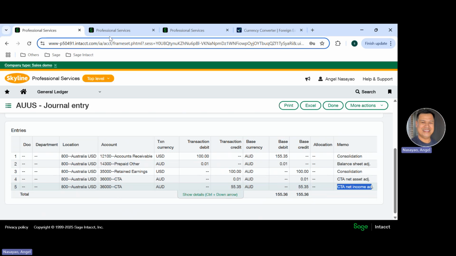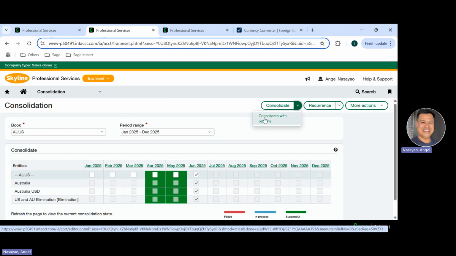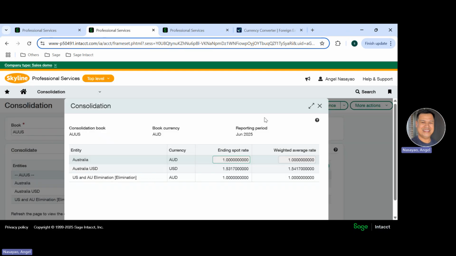All right, so let's proceed with consolidating the June one, and let's have a look at the impact on accounts receivable and the income as well. Remember, we have a $10 USD income and a receivable posted for June. So let's look at consolidated options. If you look at consolidated with option, these are the ones being calculated for you from Oanda rate.